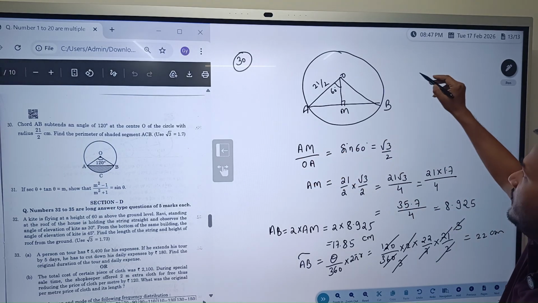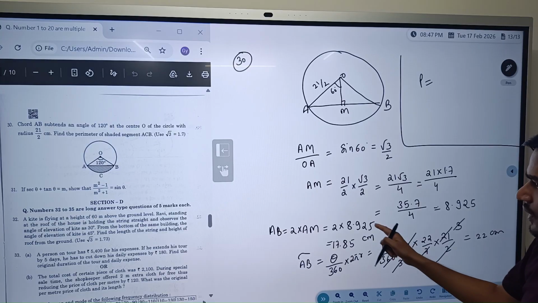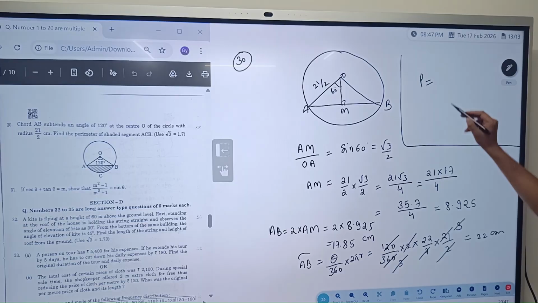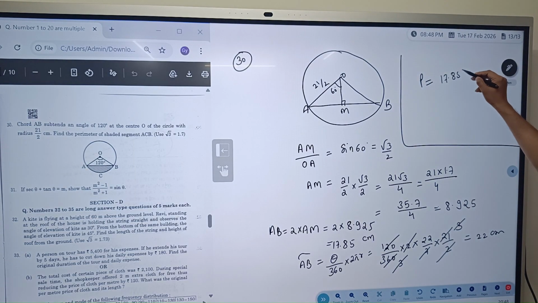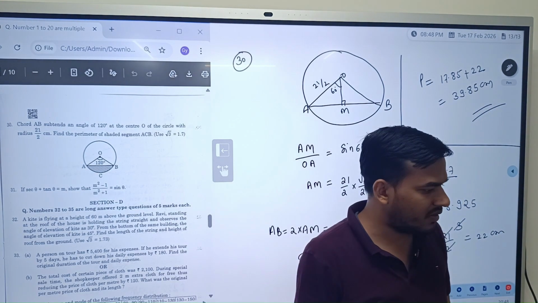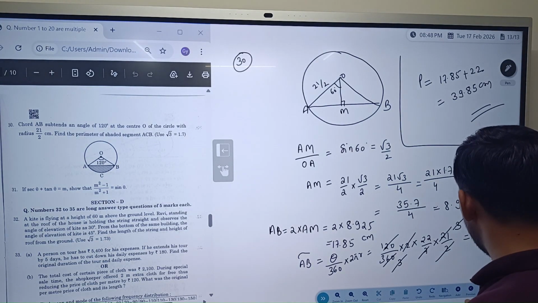So total perimeter, I am writing here, perimeter is equal to chord AB plus arc length AB. Chord AB is 17.85, arc AB is 22, that is 39.85 centimeter is total perimeter. So moving to next.